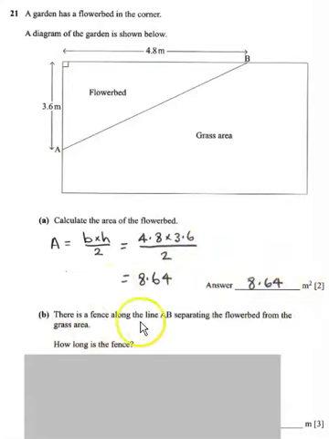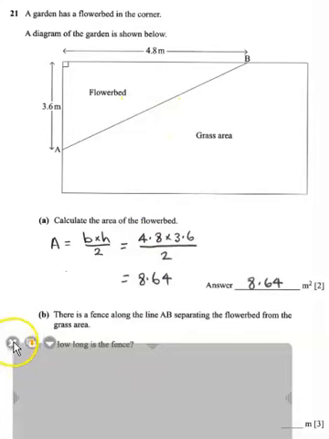So there is a fence along line AB separating the flower bed from the grass area. How long is this fence? So we're looking for the length of this one. So if we're looking for the right angle triangle, this would be your hypotenuse. So this is what we're looking for here.